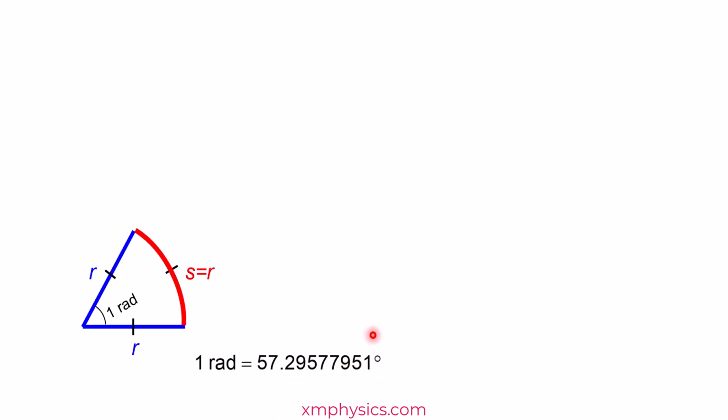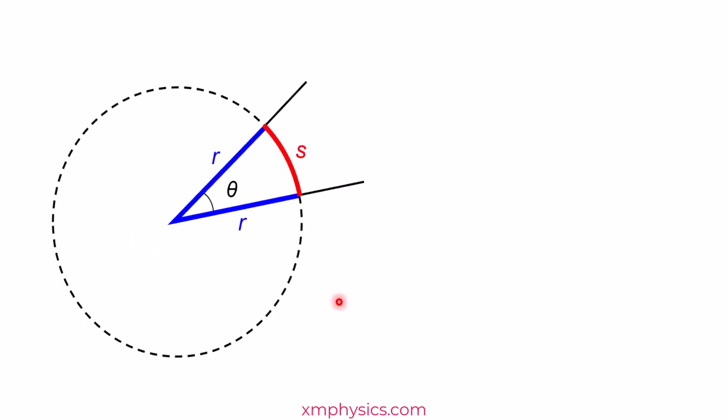So what about 360 degrees? How many radians would 360 degrees be? The sector subtended by 360 degrees would be the entire circle, wouldn't it? So 360 degrees in radians will be equal to 2 pi r divided by r, because the arc length would then be the circumference of the circle. That's why 2 pi r.